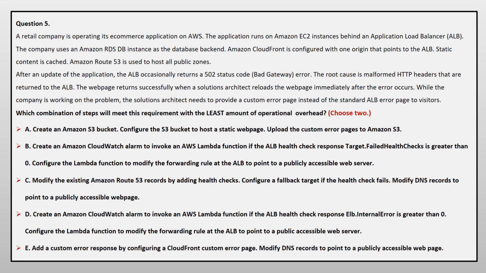D. Create an Amazon CloudWatch alarm to invoke an AWS Lambda function if the ALB health check response ALB.internal error is greater than 0. Configure the Lambda function to modify the forwarding rule at the ALB to point to a publicly accessible web server. E. Add a custom error response by configuring a CloudFront custom error page. Modify DNS records to point to a publicly accessible web page.